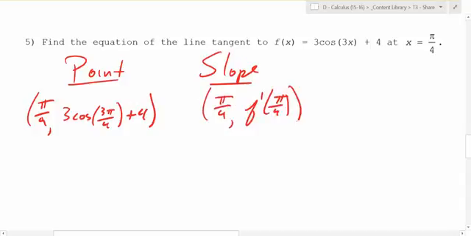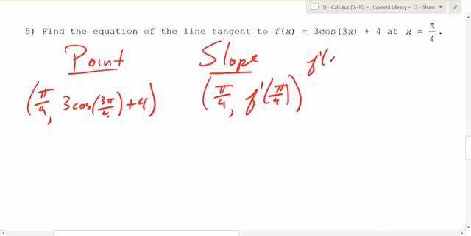So some of you found the derivative, which was great. What is f prime going to be? Negative 9 sine of 3x. I think all of you got that? So you're looking for what is negative 9 sine of 3 pi over 4.